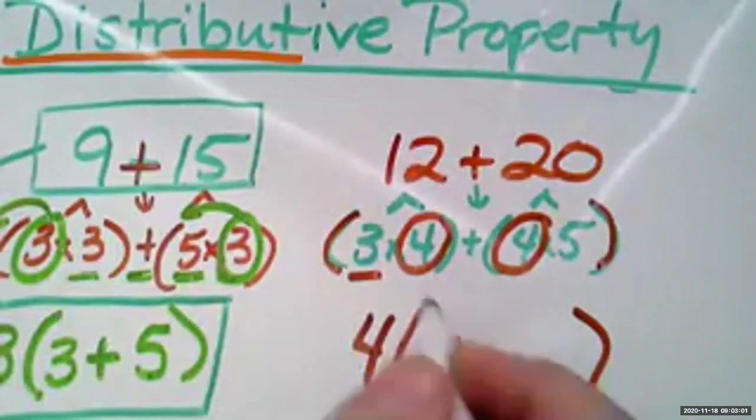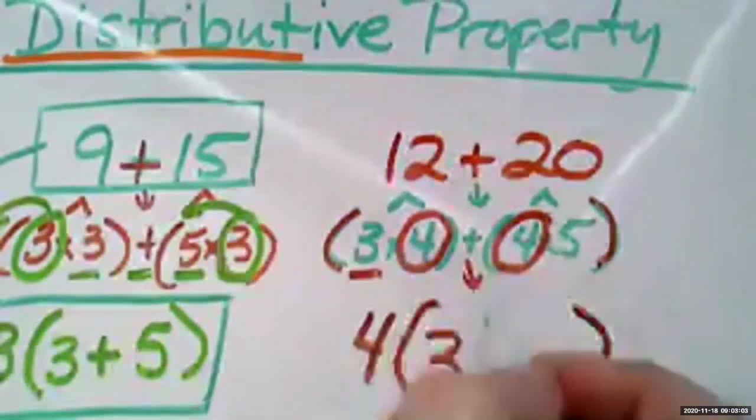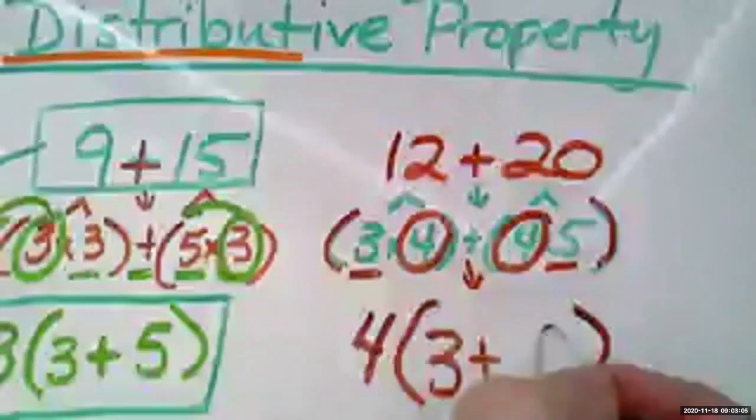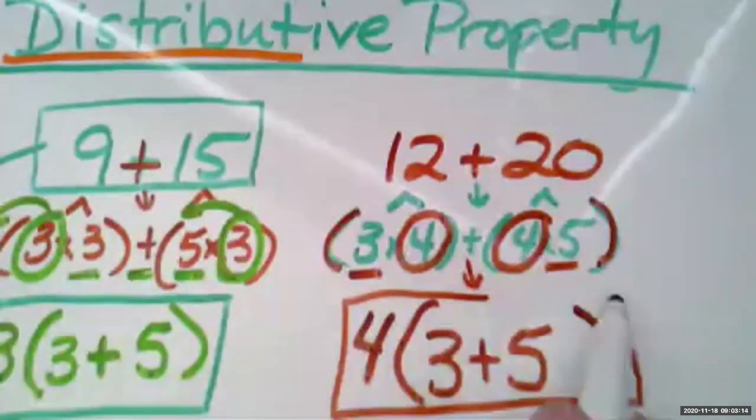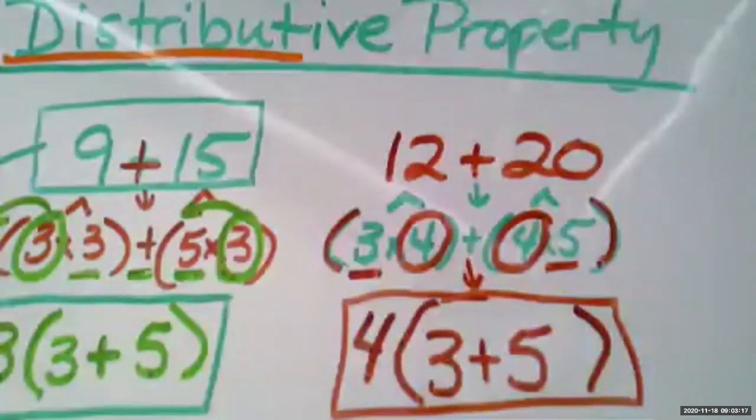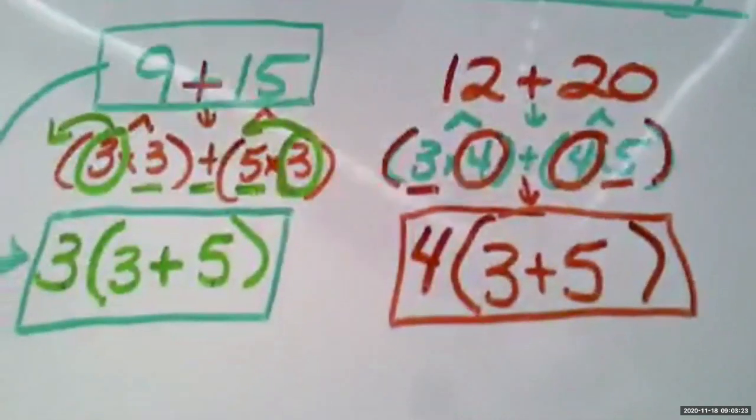We have a 3 left from the 12 plus the 5 left from the 20. And so 12 plus 20 written as a distributive property would equal 4 times 5 plus 3. Again, this is using a lot of the lessons that we've put together, which is why I wanted to see where you were this morning with that quiz and how you're doing on the vocabulary that we've used so far in these problems.